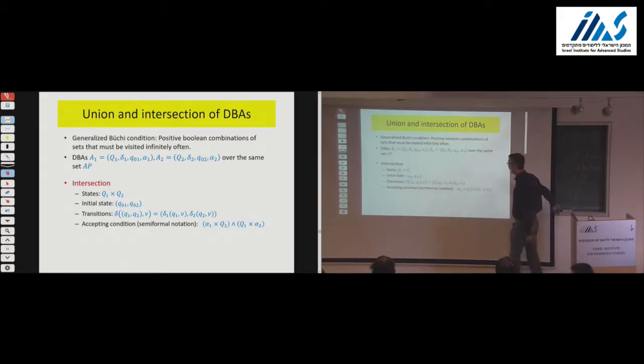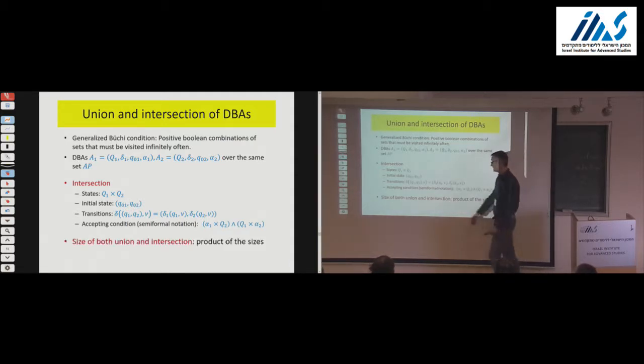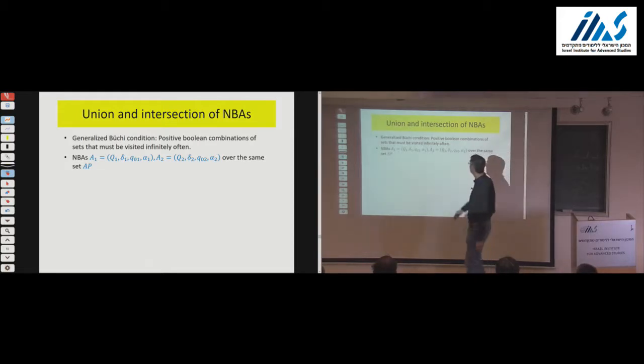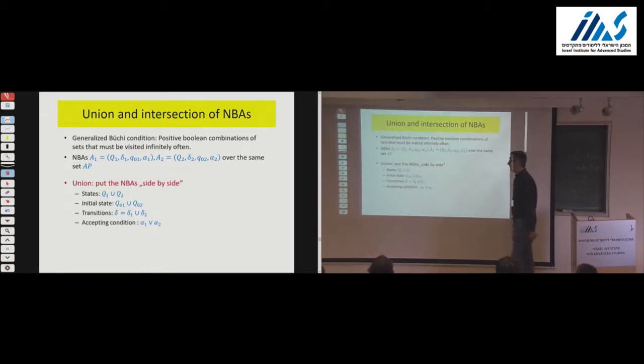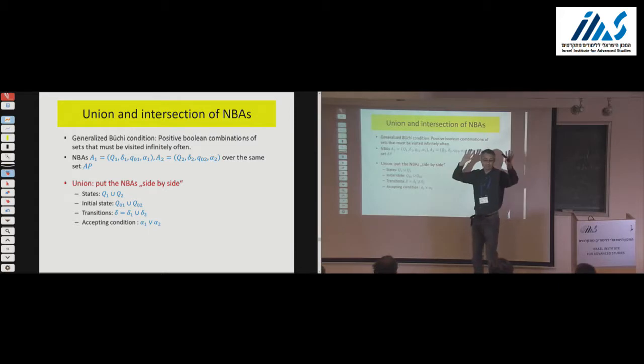Good. So you have the intersection there. The thing to keep in mind is that the size of both the union and the intersection is the product of the sizes of the components. Now if you are doing it for NBAs, we have two NBAs, A1 and A2. The idea is that now you don't have the same complexity for union and intersection. Union is cheaper than intersection because for union you just put the NBAs side by side, and that gives you a new NBA.